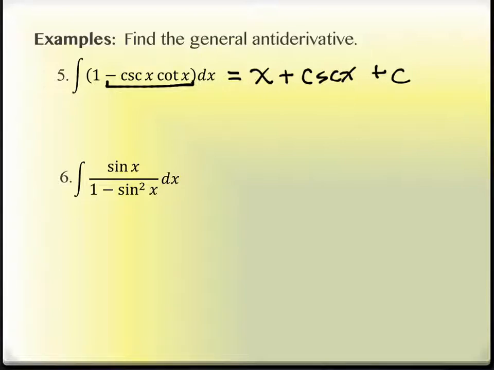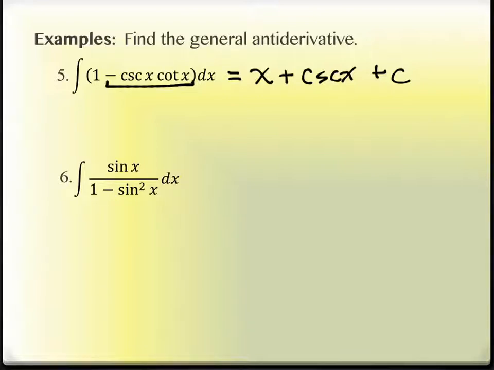The reciprocal identities are that sine is 1 over cosecant. Cosecant is 1 over sine. Cosine is 1 over secant. Secant is 1 over cosine, and tangent is 1 over cotangent, and cotangent is 1 over tangent. Those are the reciprocal identities. It's the way you flip them, okay? So that's reciprocal identities. You need to know the quotient identities.